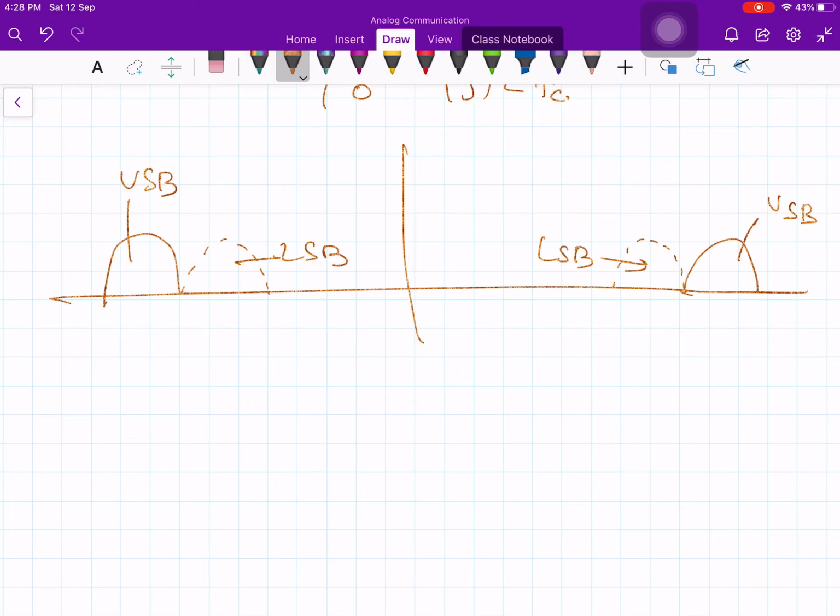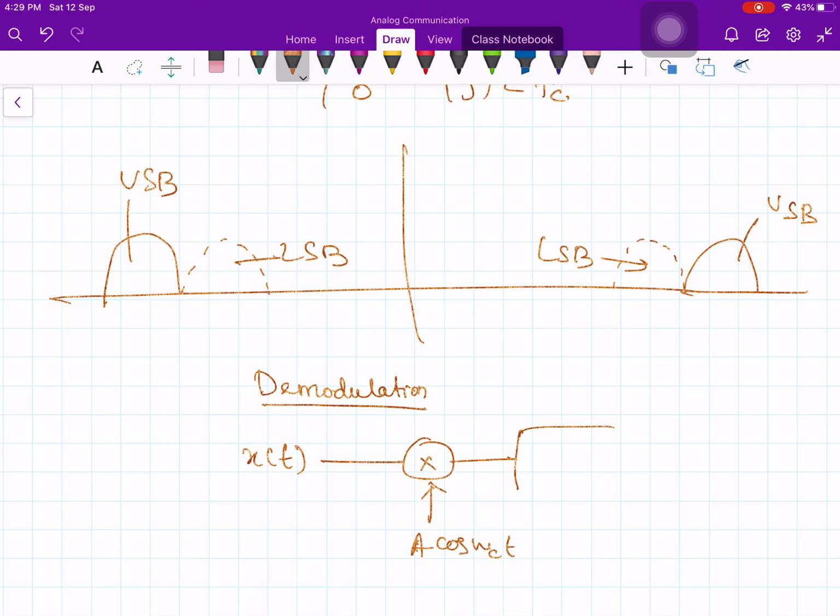So what I am saying is, as far as demodulation is concerned, take your modulated signal x(t), give it to a multiplier with A times cosine of omega c t, and give it to a low pass filter. That's all. This is your message signal m(t). Absolutely the same.